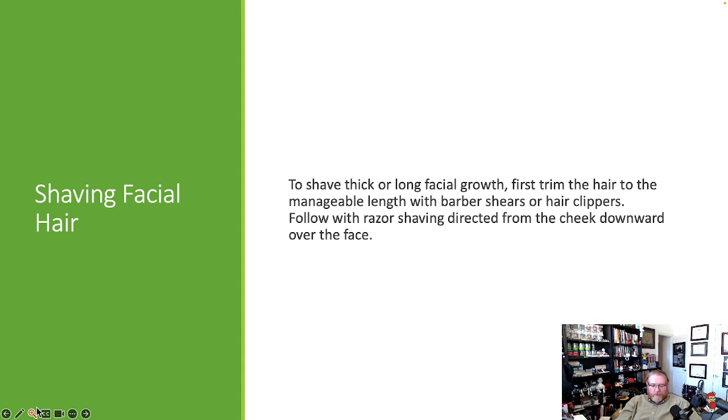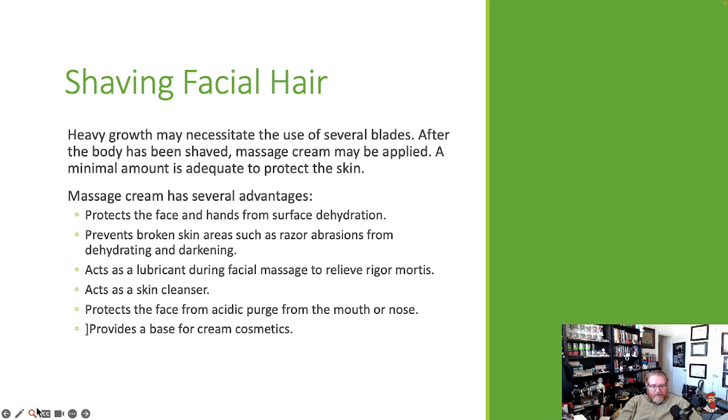To shave thick or long facial growth, first trim the hair to a manageable length with barber shears or hair clippers, and then follow with a razor directed from the cheek downward over the face. Heavy growth may necessitate the use of several blades. After the body has been shaved, massage cream may be applied. A minimal amount is adequate to protect the skin.